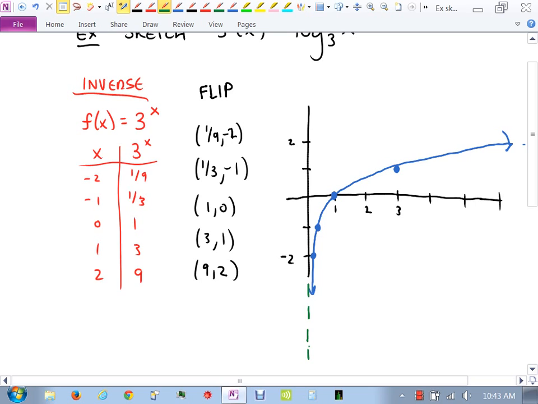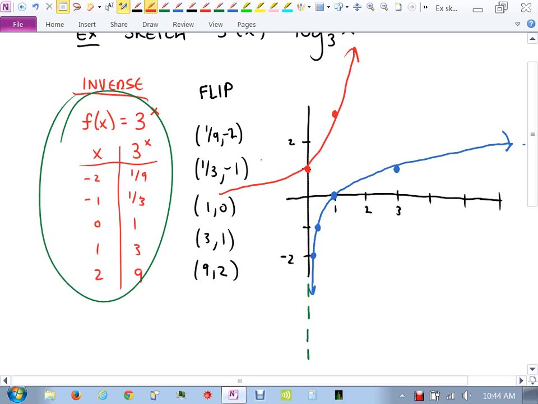And again, I want to point out the biggest thing here: to graph a log function, I actually made a t-table for an exponential function and then flipped everything. Now, if you were to have graphed the exponential, that red one over there, it would have looked like this, something like that. And that is a reflection over the identity.